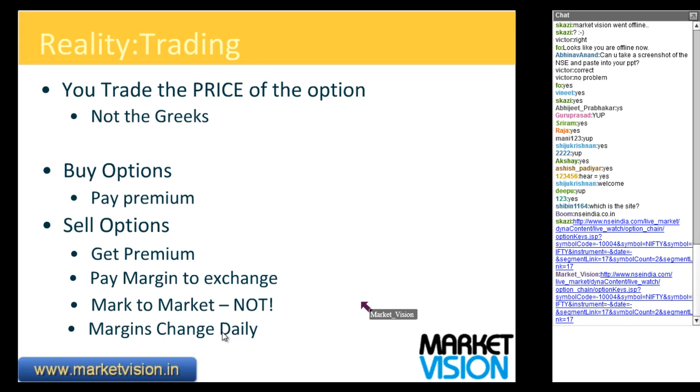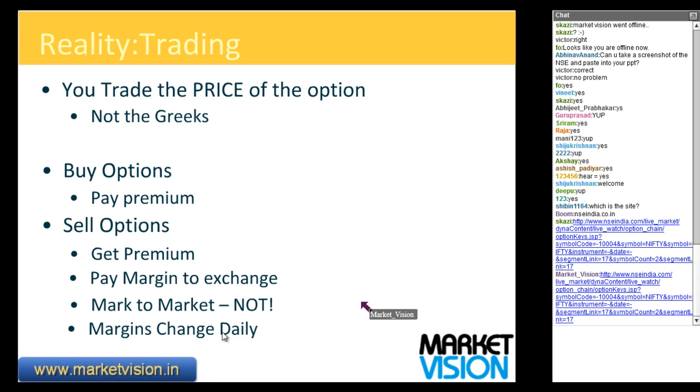Now tomorrow, let's say Reliance goes up to 950. So 50 rupees is an intrinsic value built in. Now 50 rupees itself for me is a loss of 50 into 250, which is about 12,000 rupees. This 12,000 rupees may be an additional margin that is requested of me by the exchange. So initially I'll pay 50,000 because 250 options, 200 rupees per option. And then tomorrow when it goes to 950, they may ask 50 rupees more of me, so I will pay another 12,000, and so on.